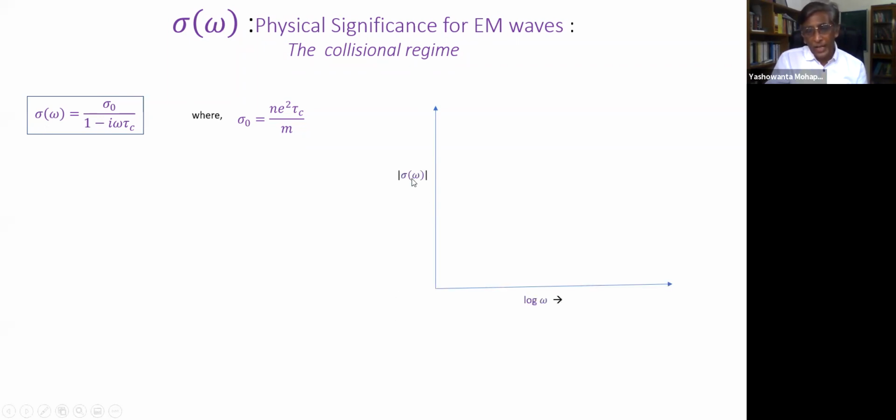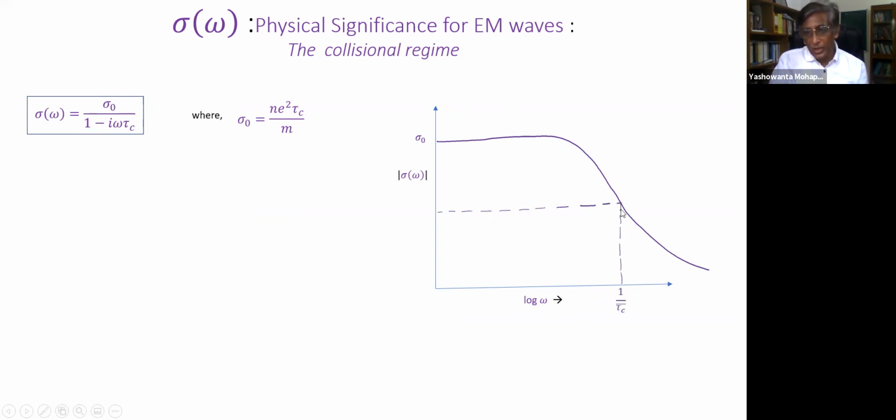Since sigma is a complex quantity, I am plotting the magnitude. And since omega can vary from almost DC to very high, instead of plotting with omega, I'm going to plot with log of omega, such that many orders of magnitude of omega are represented on the axis. Then what I'll get is this. For a very small omega, it is sigma naught. Only when ωτc starts becoming important as compared to 1, this will go down, and of course for very high omega it will go to 0.